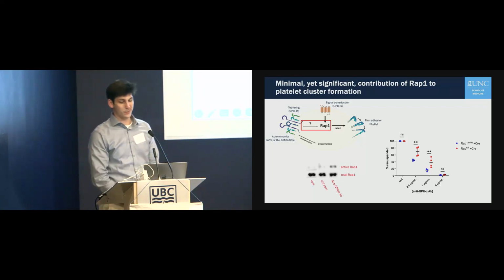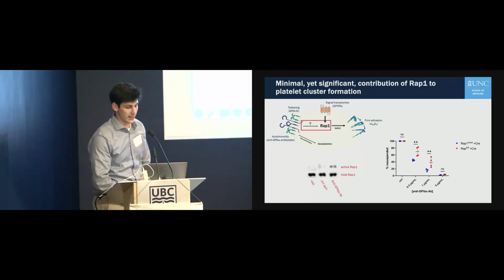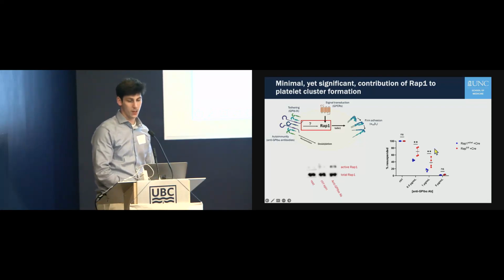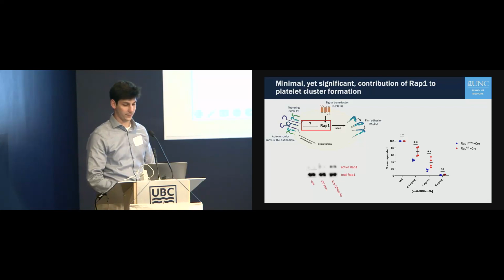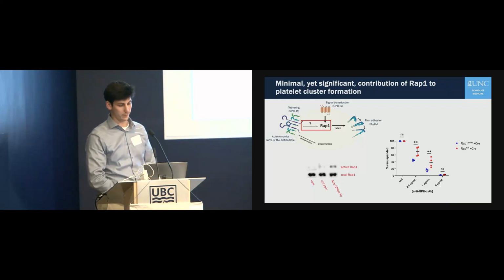Using mice that are lacking RAP1, you can see at these intermediate doses, there seems to be a modest yet significant effect in reduction of platelet cohesion, although this difference gets attenuated when you raise the dose high enough. Suggesting that RAP1 might be having a role in this, albeit a subtle role.